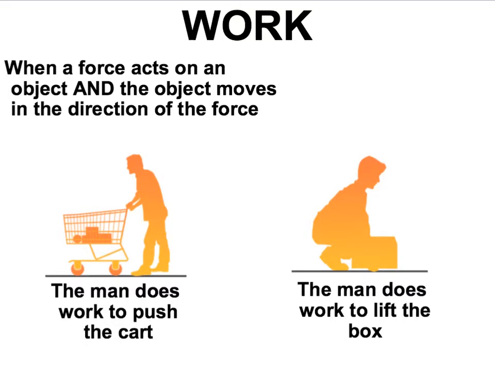Here's an example where a man is applying a force to a shopping cart. The force is going this way, and the shopping cart is moving that way. So there's a force acting on the object, and the object is moving in the direction of the force. Here's another example with a man lifting a box. The force is being applied against gravity, and the box, when it's being lifted, is going to be moved in the direction of that force. Now it's important to define what is doing work on what. In this case, the man is doing work on the cart, and the man is doing work on the box.